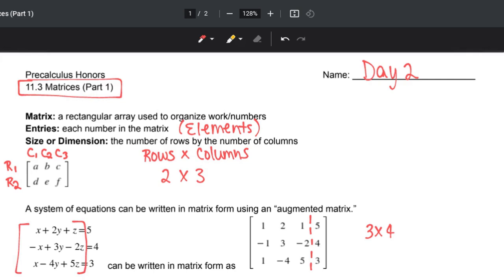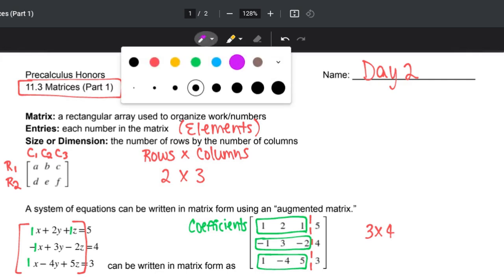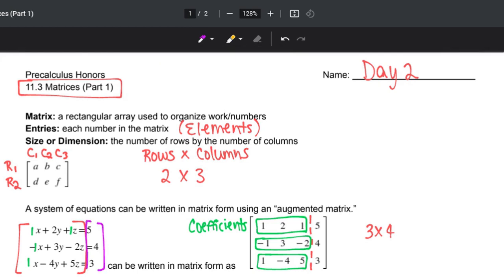So if you look at the coefficients of this matrix, we've got 1, 2, and 1, and this is noted in the first row. All right, and then in the second row, we have -1, 3, -2. That's noted in the second row. And then in the third equation, we have 1, -4, and 5, and that's noted in the third row. All right, so these numbers come from the coefficients. And then the last column in the augmented matrix comes from the numbers that are on the other side of the equal sign, which are constants. And you'll see that these are 5, 4, and 3.